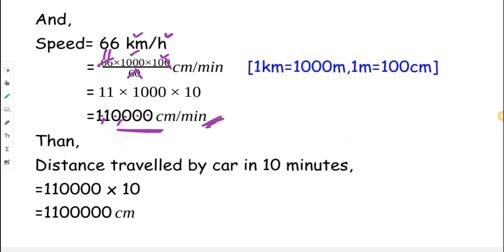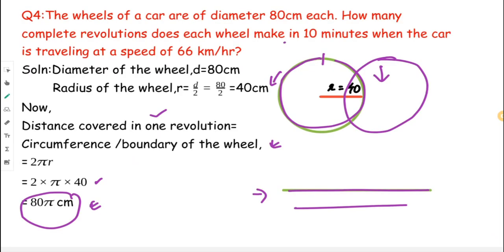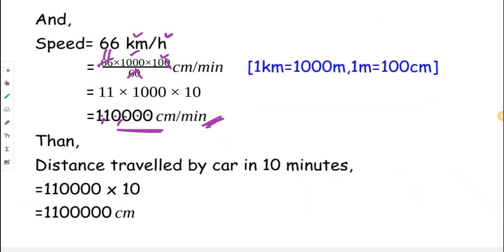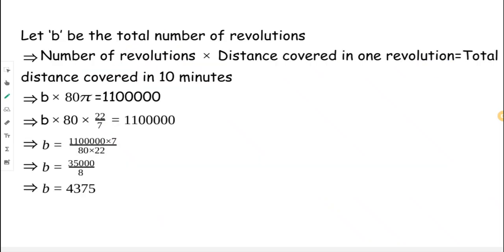Okay, so we know from the question that it is going to be traveling for how many minutes? 10 minutes. So let us find it out. So distance traveled by car in 10 minutes. I got it per minute as 1 lakh 10,000 centimeter per minute. Now for 10 minutes I just have to multiply, so this much it can travel. The distance traveled in 10 minutes is this much.